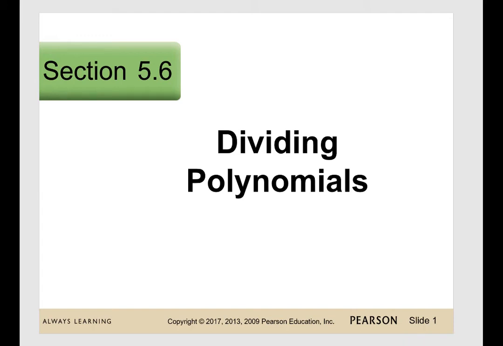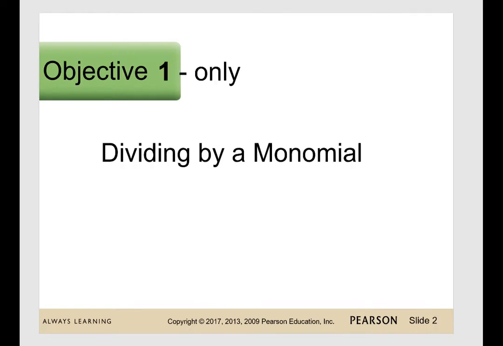Welcome to section 5.6. Just a small disclaimer, for our course we will only be covering the first objective of this section. We will not be doing the entire section. So when you do get to your homework, don't be alarmed, it's supposed to be short. The only objective that we are covering is dividing by a monomial. That is the only division we will do in this class. So I just want to walk through a couple of examples and then you can get started on your homework.